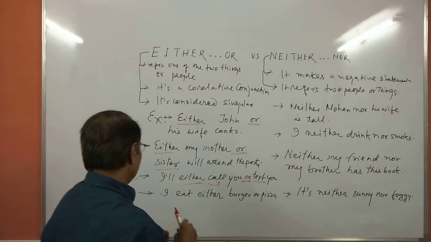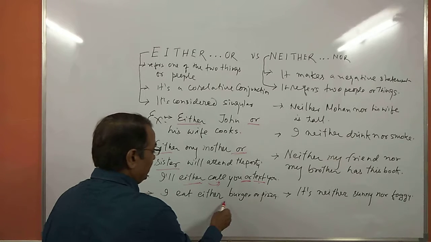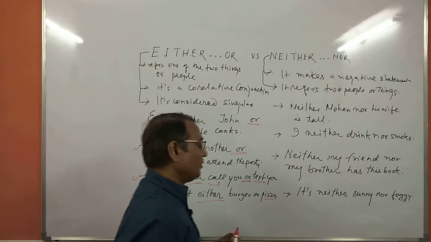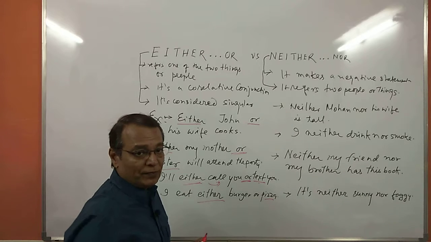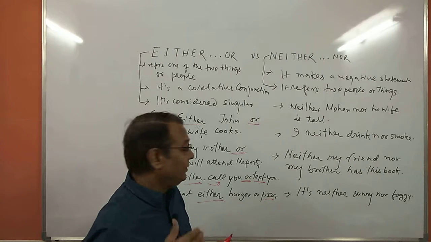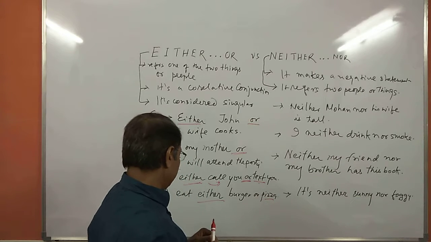That is the meaning. The next example is I eat either burger or pizza. I eat either burger or pizza, right? So there are two things that I eat, but when I speak this language, I eat either burger or pizza. I mean to say I eat one of the things. I do not eat both the things.